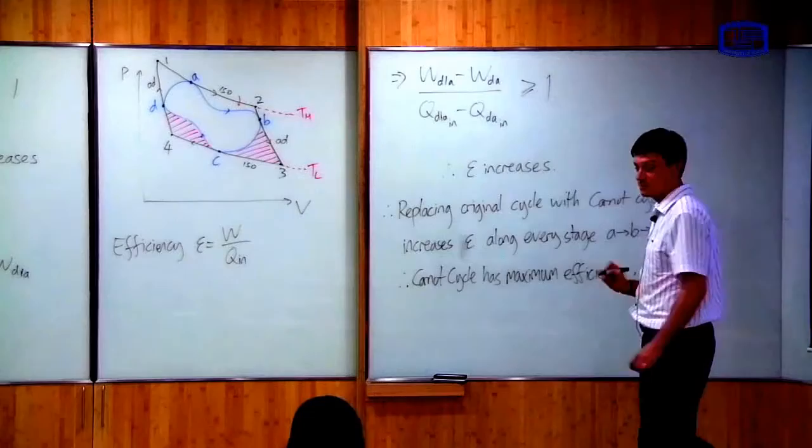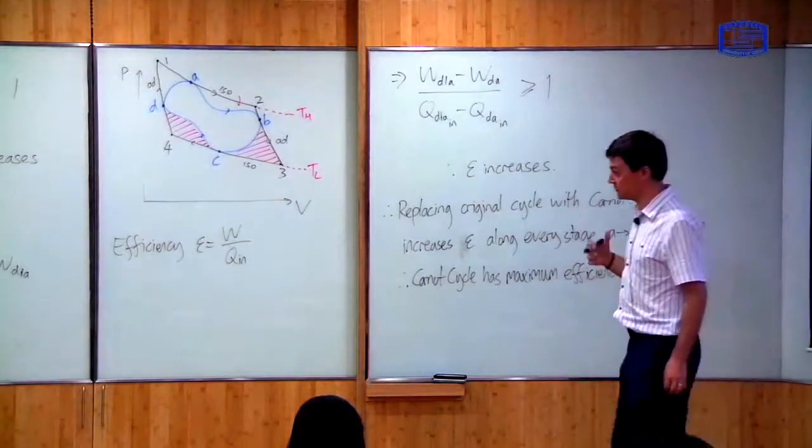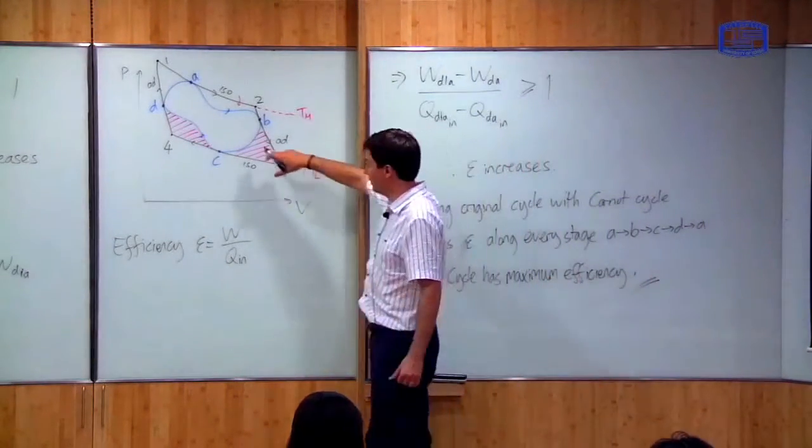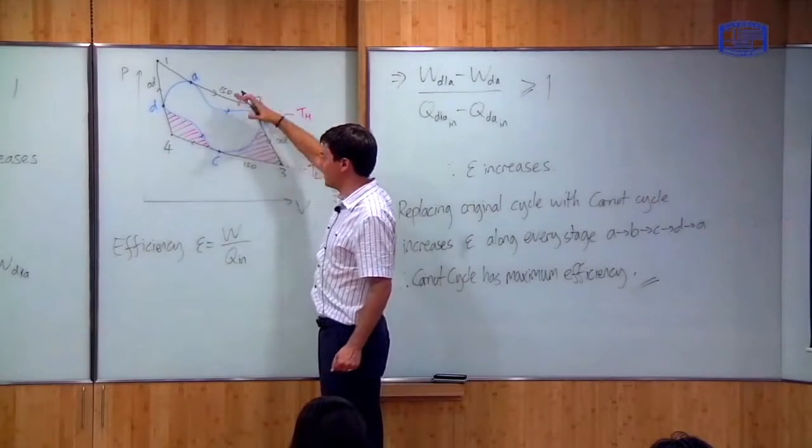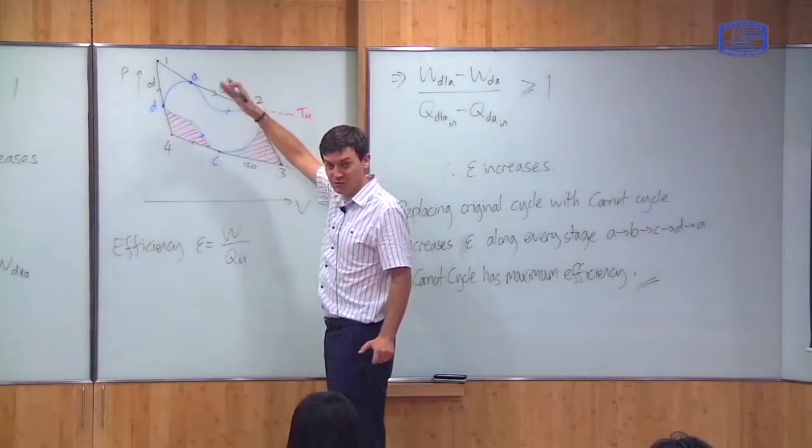Okay, and that completes the proof. We started with an arbitrary cycle and I showed that by replacing it by a Carnot cycle between the same two temperatures, we must increase the efficiency.